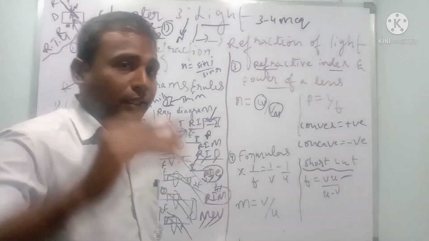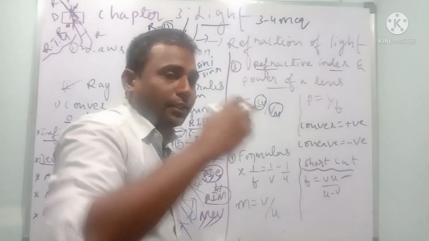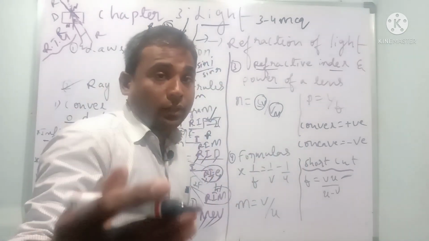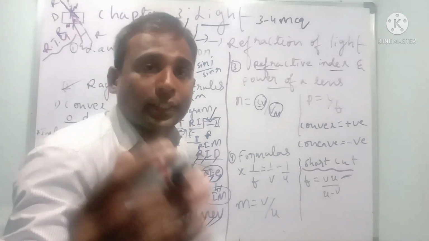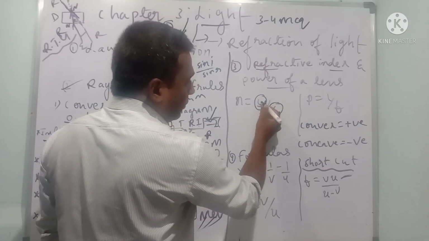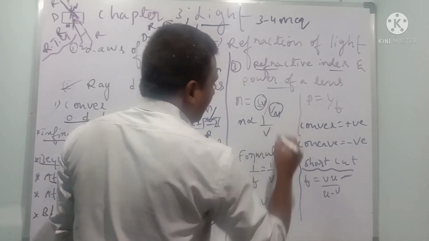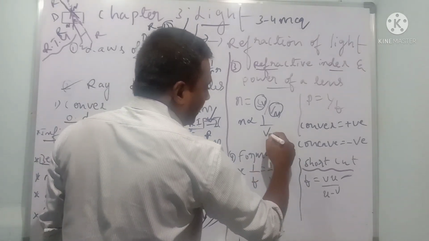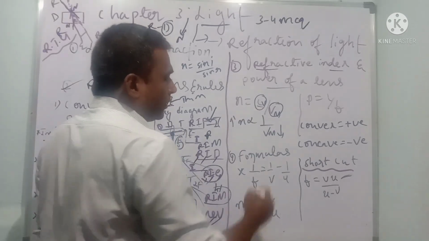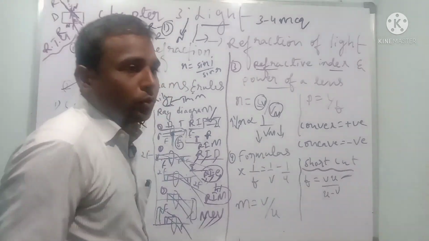So what is refractive index? The speed of light in one medium compared to another. Speed of light is the highest speed in the universe. If I blink once, in that time it covers 3 lakh kilometers per second. So you understood this: n is inversely proportional to v. If the speed of light in the medium is less, the refractive index is more. If the refractive index is less, the speed of light is more.